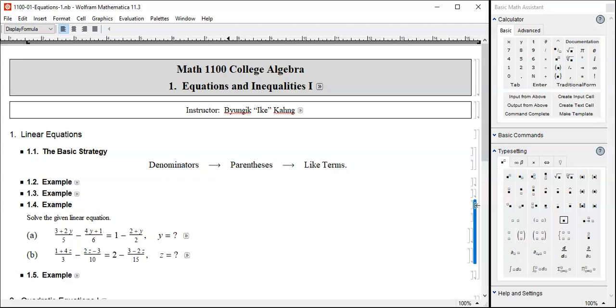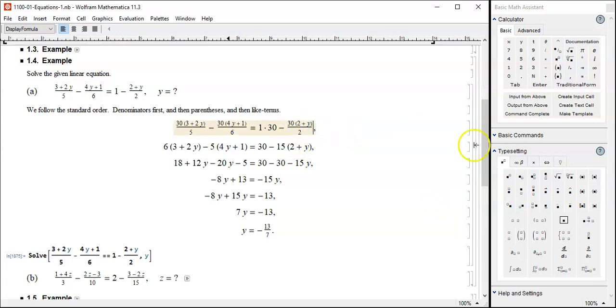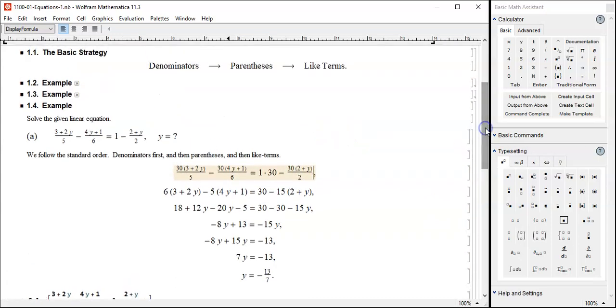In that case, you have to have an appropriate strategy. What was the strategy? Strategy to remove the denominator through the LCM of the denominator. And then after removing the denominator, what do you have? Typically, you have parentheses.